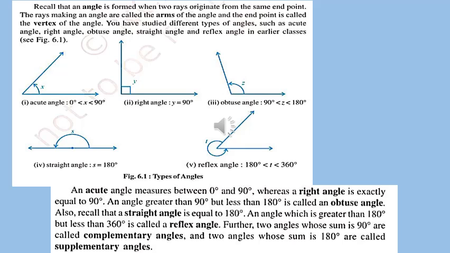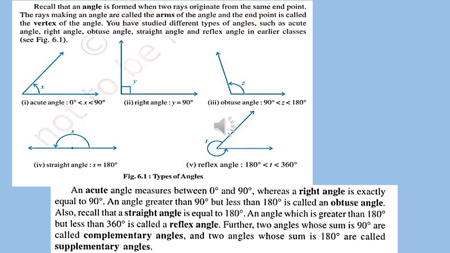Recall that an angle is formed when two rays originate from the same end point, and that end point is known as the vertex of the angle. The rays making an angle are called the arms, like our arms, of an angle. The end point is called the vertex of the angle, the point of origin.